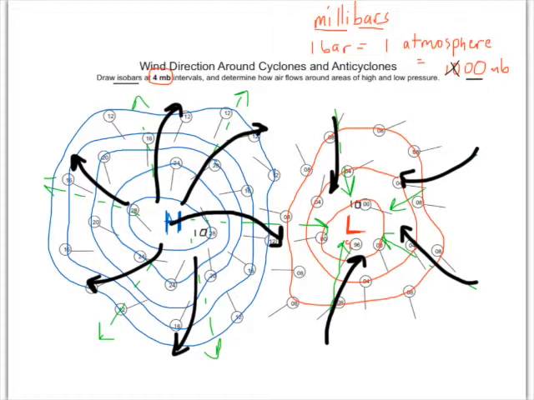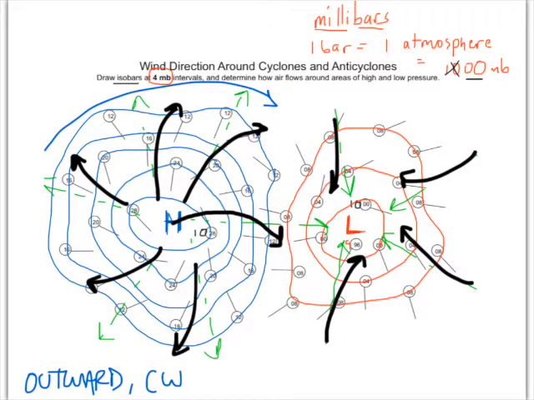All right, and so we have these two pressure areas right here, one high pressure and one low pressure, and wind is going to want to swirl in one direction or another. On the left-hand side, it flows outwards. And what direction is that? Clockwise, right? Kind of like that. We call this an anticyclone.